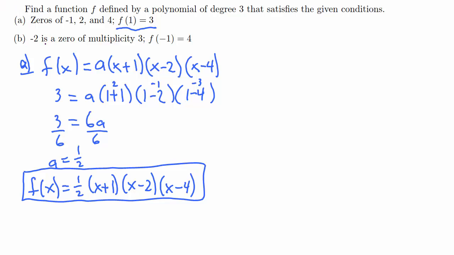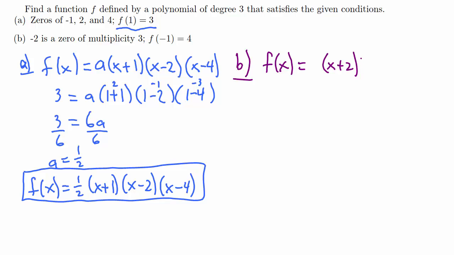Now B says -2 is a zero of multiplicity 3. What that means is -2 is used as a zero 3 times. So there's a couple of different ways that we can look at this. So think of it this way. If -2 is a zero, the factor that goes with it is x plus 2.